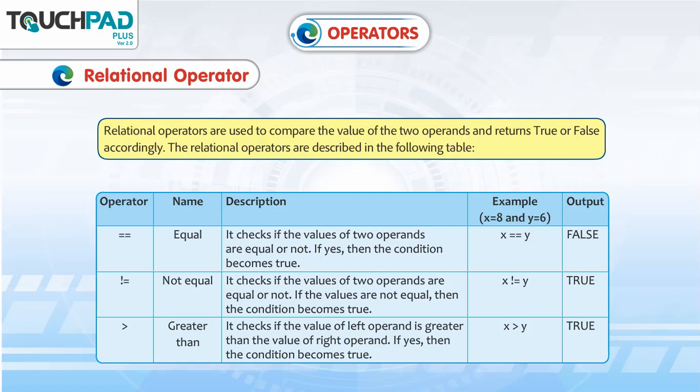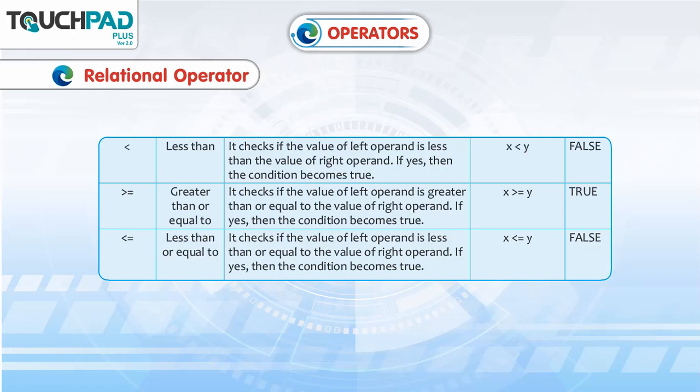Not equal checks if the values of two operands are equal or not. If the values are not equal, then the condition becomes true. x != y is True. Greater than checks if the value of the left operand is greater than the value of the right operand. If yes, then the condition becomes true. x > y is True. Less than checks if the value of the left operand is less than the value of the right operand. If yes, then the condition becomes true. x < y is False.